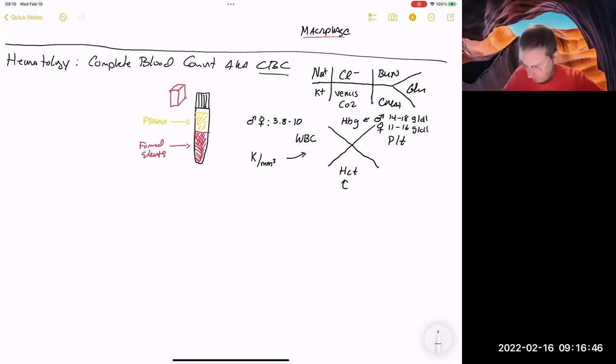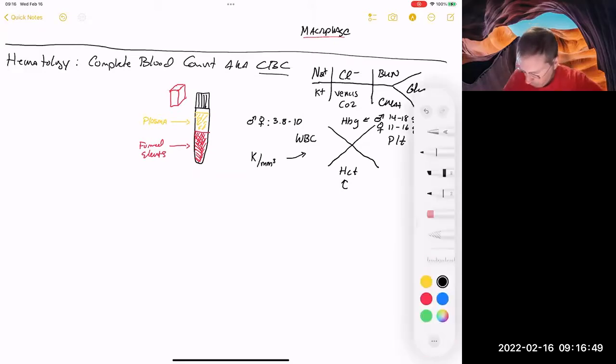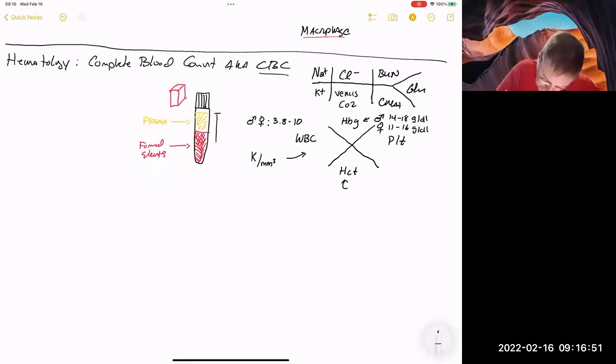And so what they do is look at the whole blood sample, and the plasma plus the formed elements equals 100%. And then they say, okay, what percentage of that is the formed elements? So this is at about 50%, 50-50. So 50% of the entire sample of blood consists of formed elements, and that is what the hematocrit is. So it's the percentage of the entire sample of blood that is the formed elements, all right?